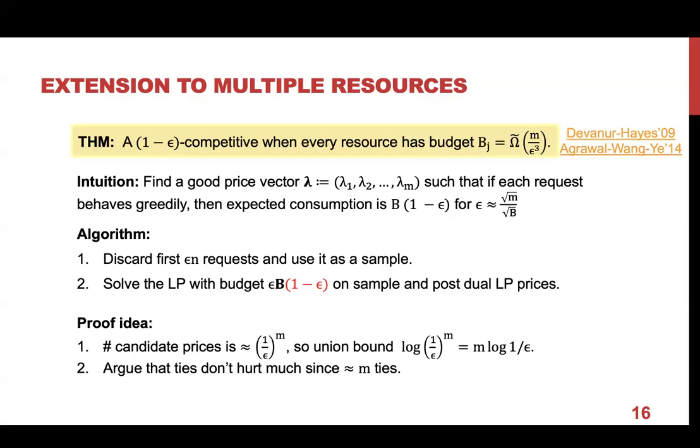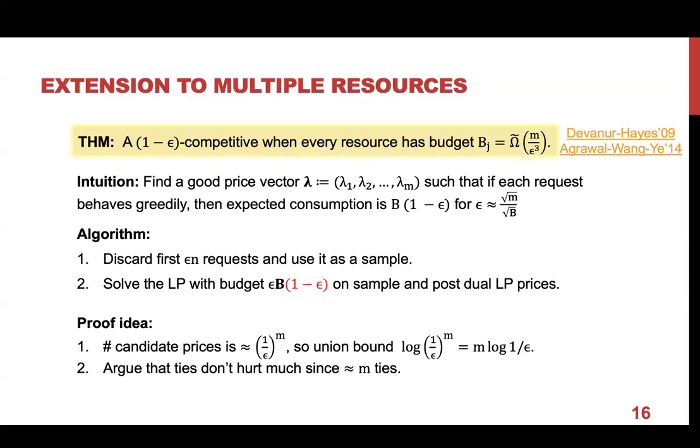A few things to note. First of all, this 1 over epsilon cubed is the same 1 over epsilon cubed that we had even for a single resource. One thing to be careful about is why I have an m factor instead of the log m that we were dreaming for in the randomized rounding. And m is important. m is the number of resources. So for many applications like advertisements and so on, m could be very large.